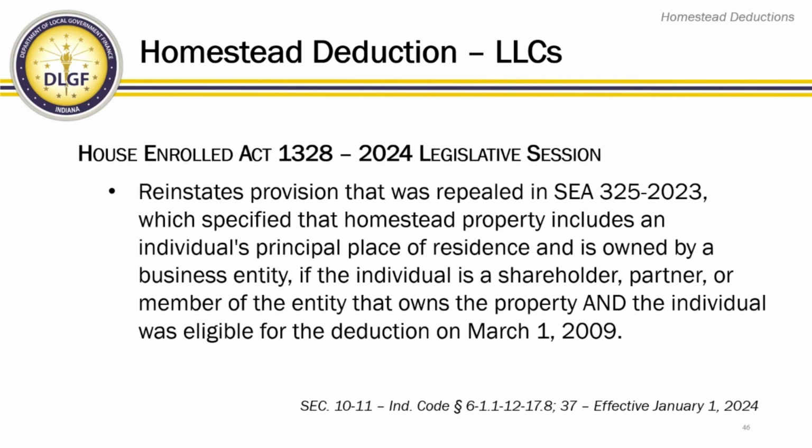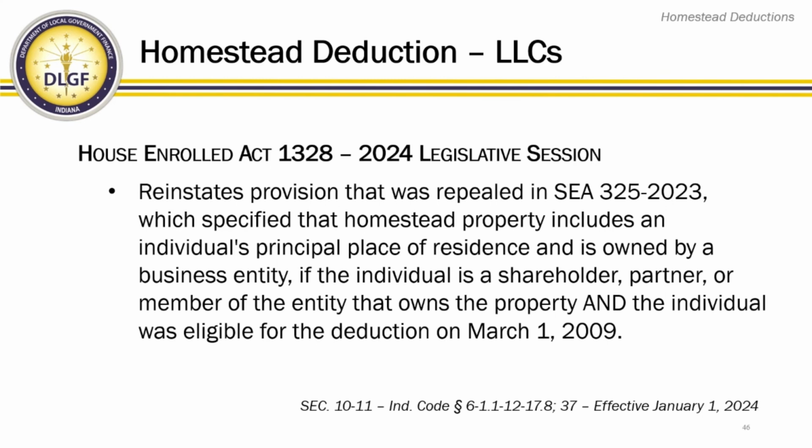Next is homestead deductions and LLCs, or just business entities. During the 2023 session, under Senate Enrolled Act 325, there was the repeal or removal of provisions that had been in code that allowed for an individual who has a principal place of residence, where the residence is owned by a business entity or partnership or LLC, and that individual is also a shareholder, partner, or member of that business entity, and the property at issue was eligible for the deduction as of May 1st of 2009, they could get the homestead.